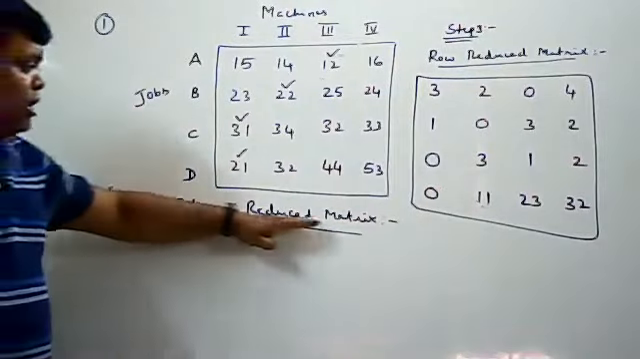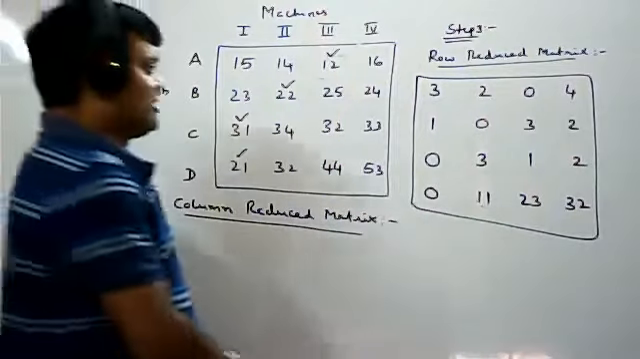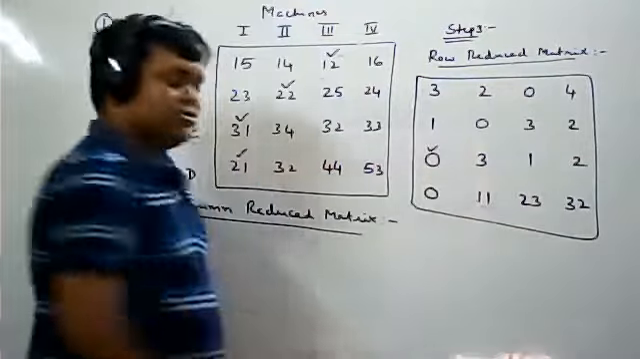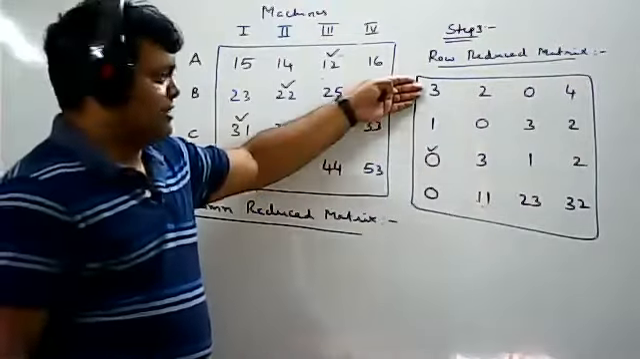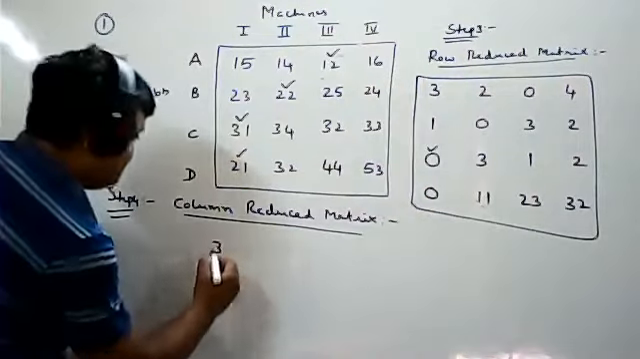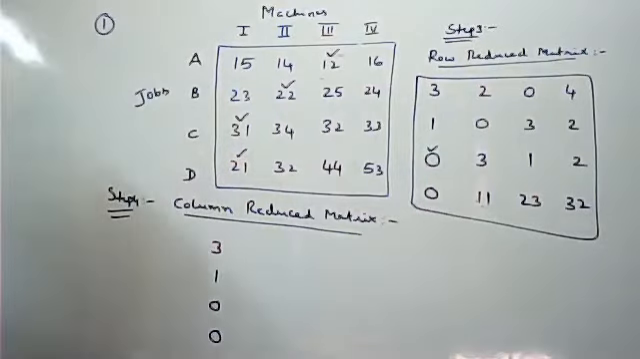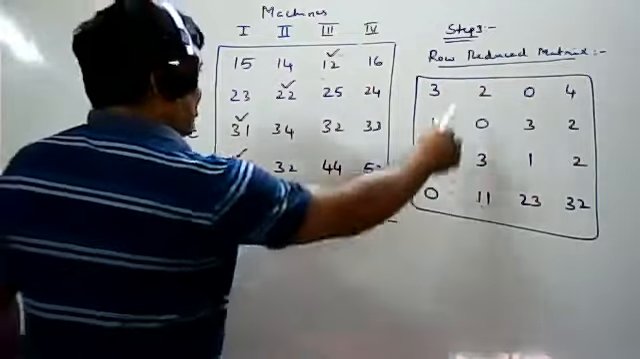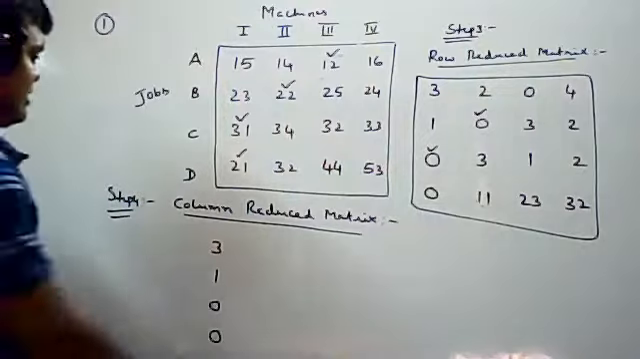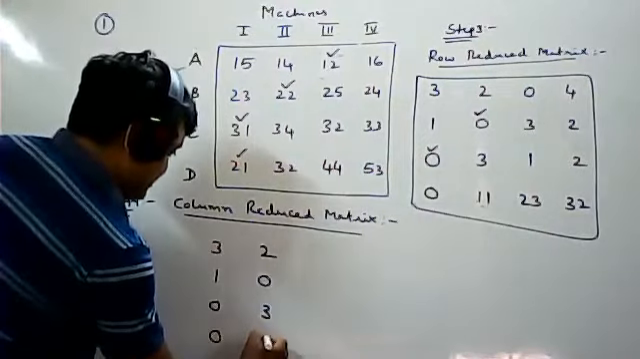So what is step number 4? Column reduced matrix. In the name itself, you have to consider column wise. So see the first column. What is the smallest element in the first column? 0. If you subtract 0 from any value, you get the same value. That means the first column will be as it is: 3, 1, 0, 0. And next, second column. The smallest element is also 0, so the column will be as it is: 2, 0, 3, 11.